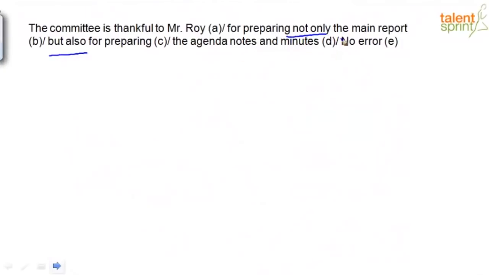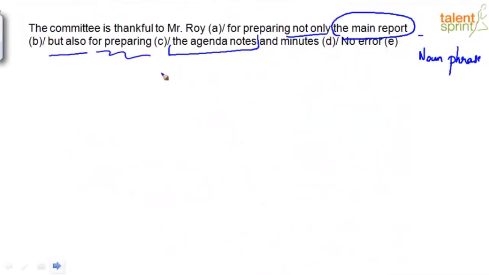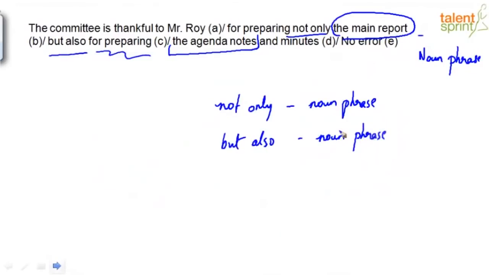Not only is followed by what here? The main report, which is a noun phrase. But also is not followed by the noun phrase. The noun phrase is here, the agenda notes. What is happening here? I have this for preparing, which is not necessary. I need to make sure that if not only is followed by a noun phrase, but also is also followed by a noun phrase. Now tell me where the error is. Quickly. The error is in, come on guys, part C. That's it.